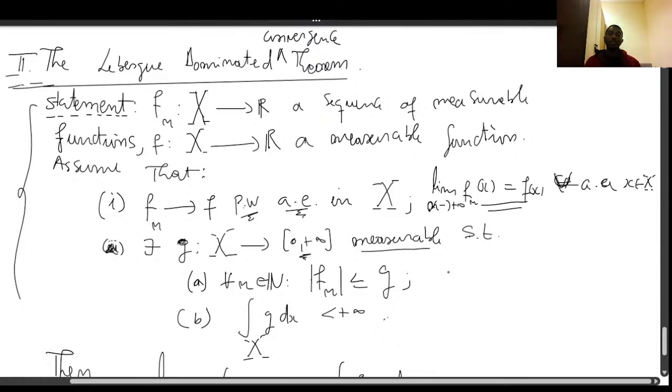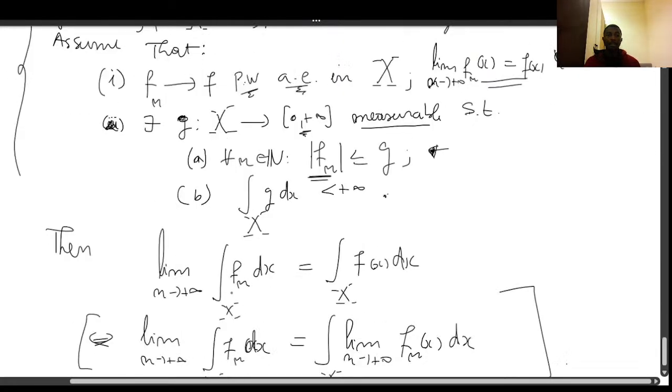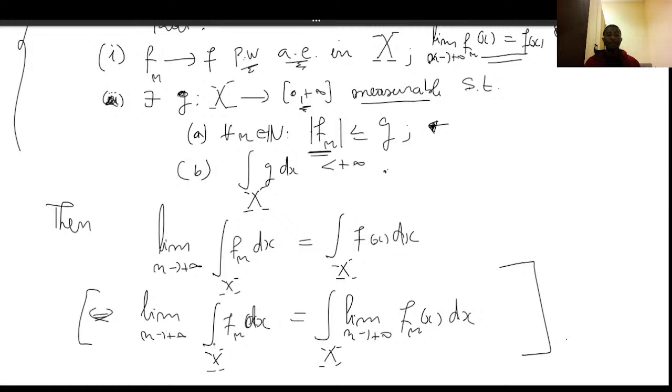This condition is what gives the name dominated. You see that we have a function that dominates the absolute value of the sequence that we have, and this function is integrable. If all these conditions are satisfied, what are we going to get? We get that the limit of the integral of Fn is equal to the integral of f. Equivalently, this means that you can interchange limit and integral. So if you want to compute the limit of the integral, you only need to compute the integral of the limit.